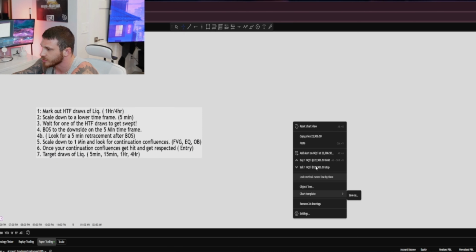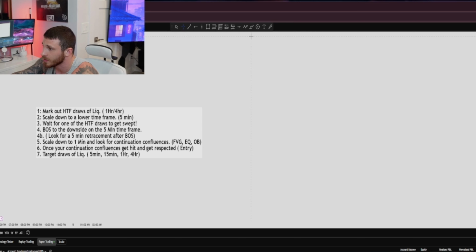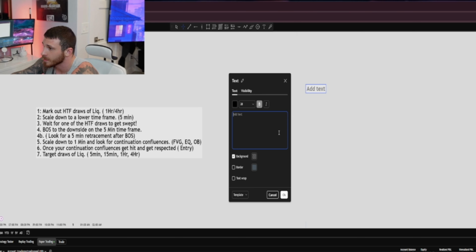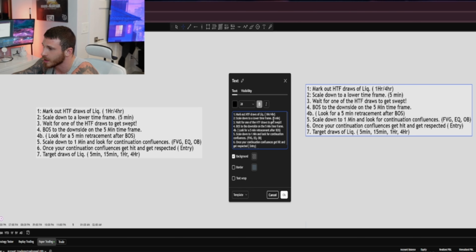Here's something else you guys can do that I always do before I get my daily buys and stuff like that. So instead of marking out high time frame draws and liquidity, mark out session highs and lows. What does that mean? London session and Asian session.